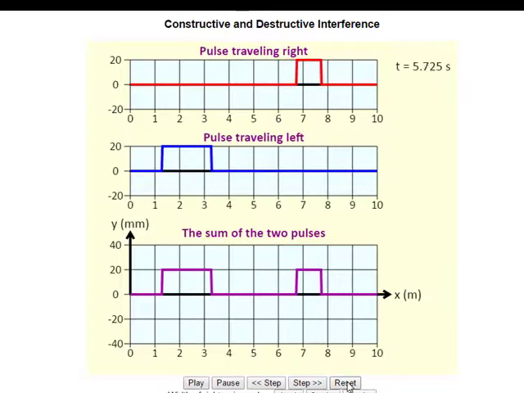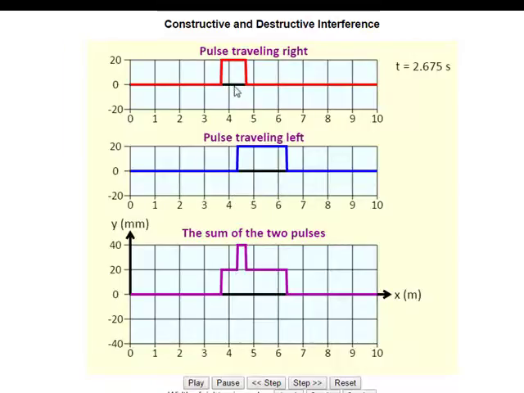I'll go ahead and reset that, and I'll pause it as they're approaching each other and start overlapping. We can see that right at 4 seconds, the only pulse that's present is the red pulse. So that's one box up, an amplitude of 20 millimeters. So we see that our resulting wave is only at 20 millimeters.